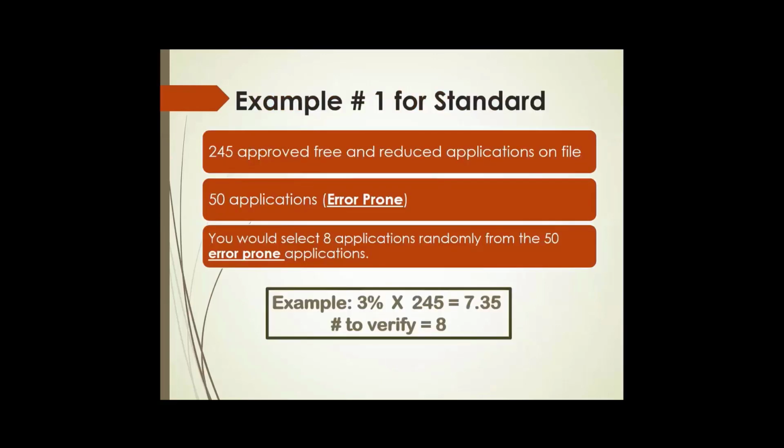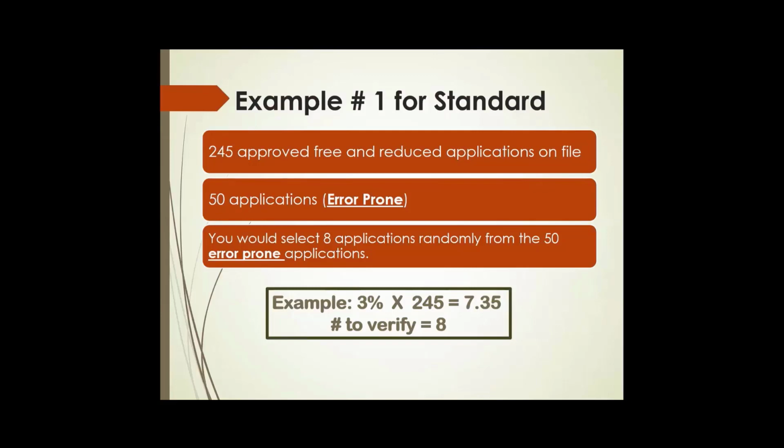So let me give you an example for the standard verification method. Let's say we have 245 applications that are approved as of October the 2nd. These are the applications on file. It does not include these direct certification applications. It does not include applications that have homeless students, migrant, runaway, Head Start, and foster students on the application.